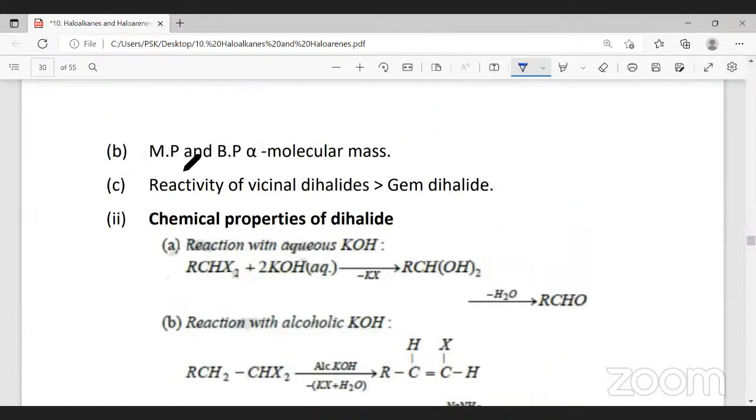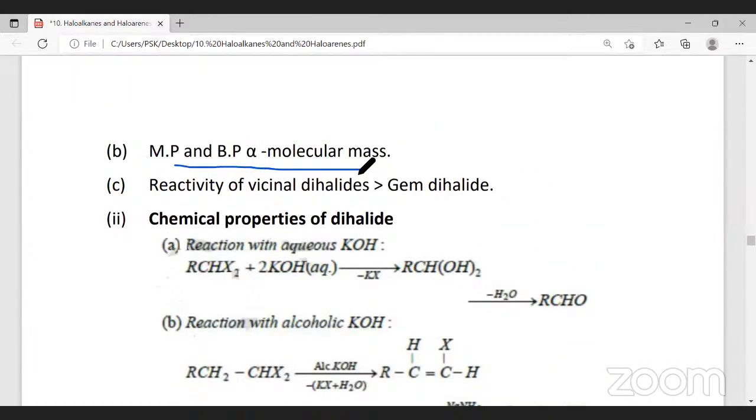And there is a general trend in the periodic table: as the molecular mass increases, melting point and boiling point increase. Remember, melting point and boiling point increase. The next one is also a note we should remember: vicinal dihalides are more reactive than geminal dihalides.